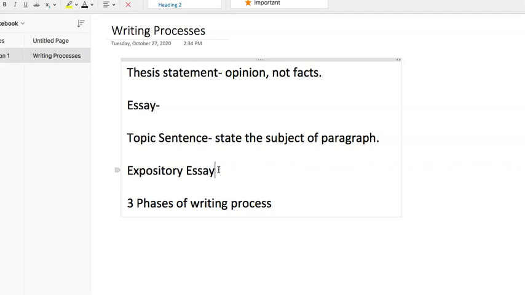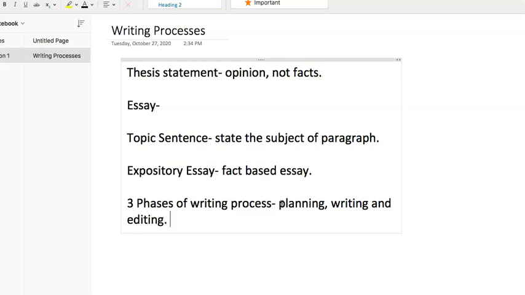As far as an expository essay and just knowing what it is, it's a fact-based essay, not an opinion. So if you're asked to write an expository essay, or you're asked what it is, you just think expository means fact-based. And then finally, we have the 3 phases of the writing process, which are planning, writing, and editing.